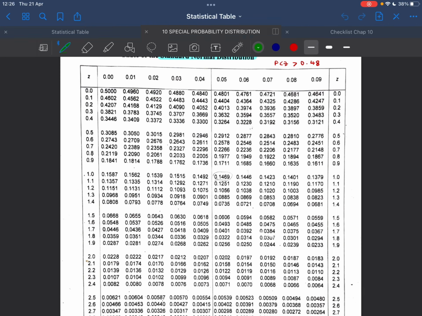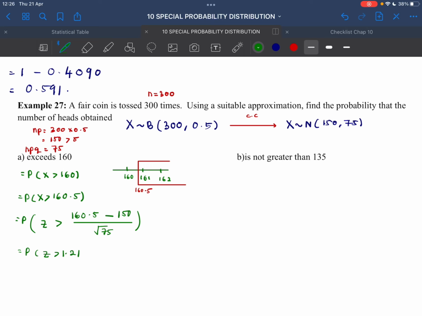Okay, so 1.21, the value is 0.1131. Okay, last question here.